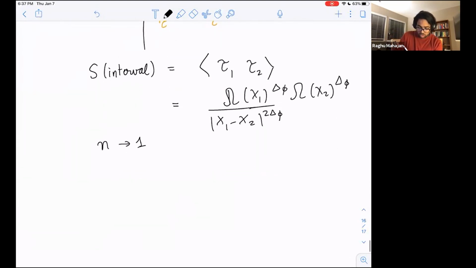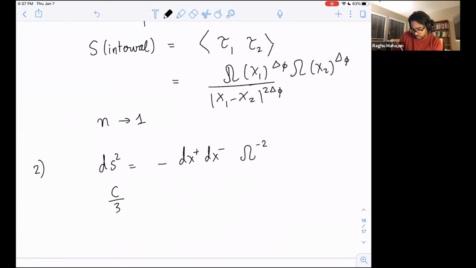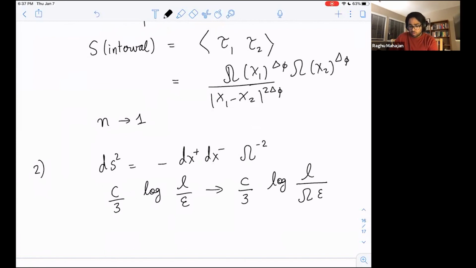That's one explanation. The second explanation, which is maybe more physical, is that we have ds squared equals negative dx plus dx minus times omega to the negative 2. And essentially, what happens is that instead of having c over 3 log L over epsilon, this gets replaced by c over 3 log L over omega times epsilon. Why? Because let's take omega to this side, right? Omega squared ds squared. This epsilon is the physical proper cutoff. So omega times epsilon proper is the coordinate cutoff.